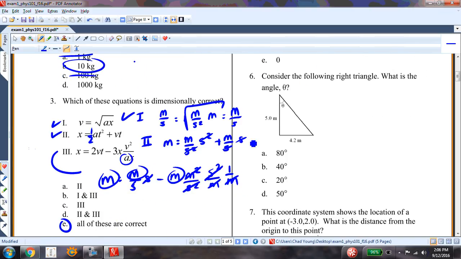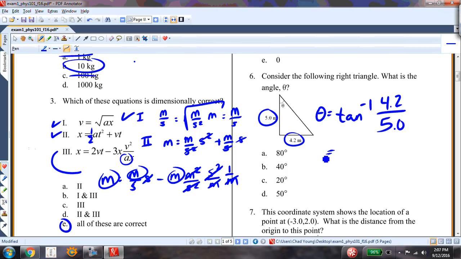Consider the following right triangle. What is the angle theta? Well, theta, I have the opposite side and the adjacent side, so I say that theta is the inverse tan of opposite over adjacent, 4.2 over 5, and that is equal to 40 degrees. So B is the right answer for number 6.